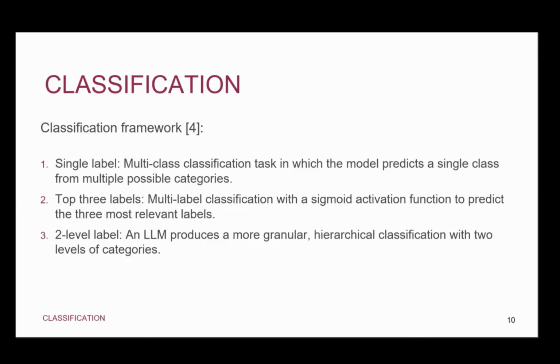The top three labels: in this experiment, we generate the probabilities for all the labels possible. So this is a multi-label problem where the model is predicting the top three probabilities from a given set of labels. And the two-level label is an LLM augmented approach where we get a more granular level classification by prompting the LLM to generate labels at a much granular level. So not just categories, but also subcategories.